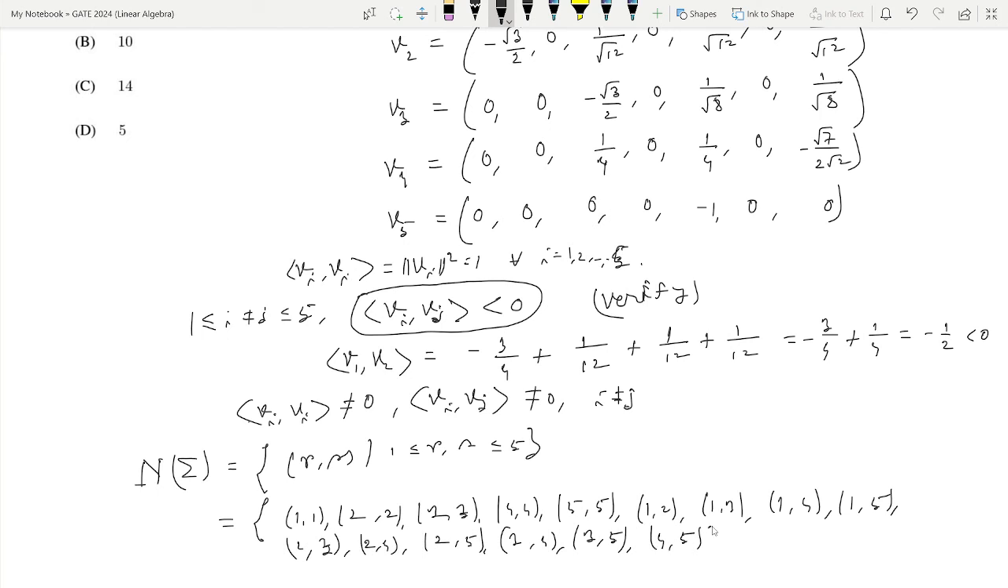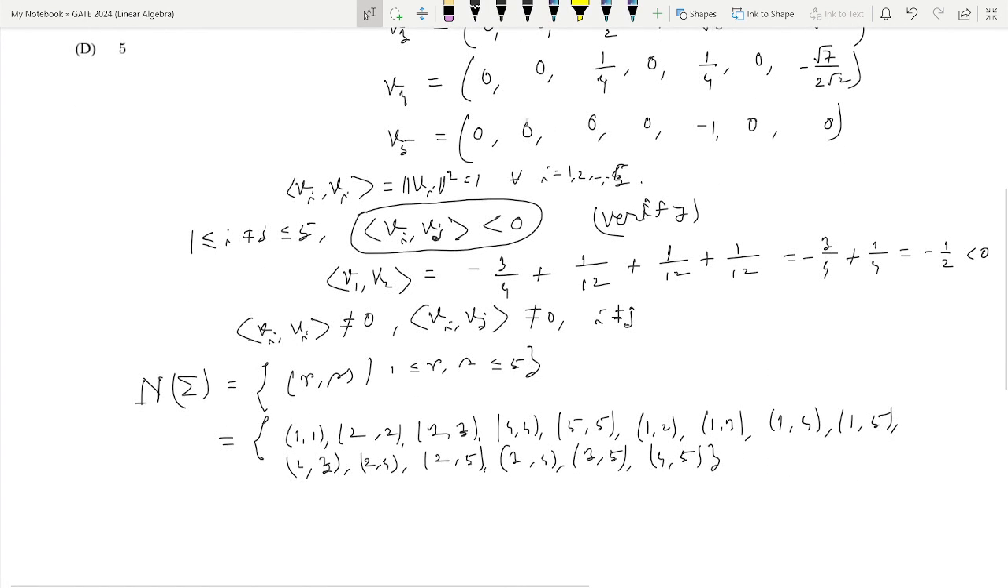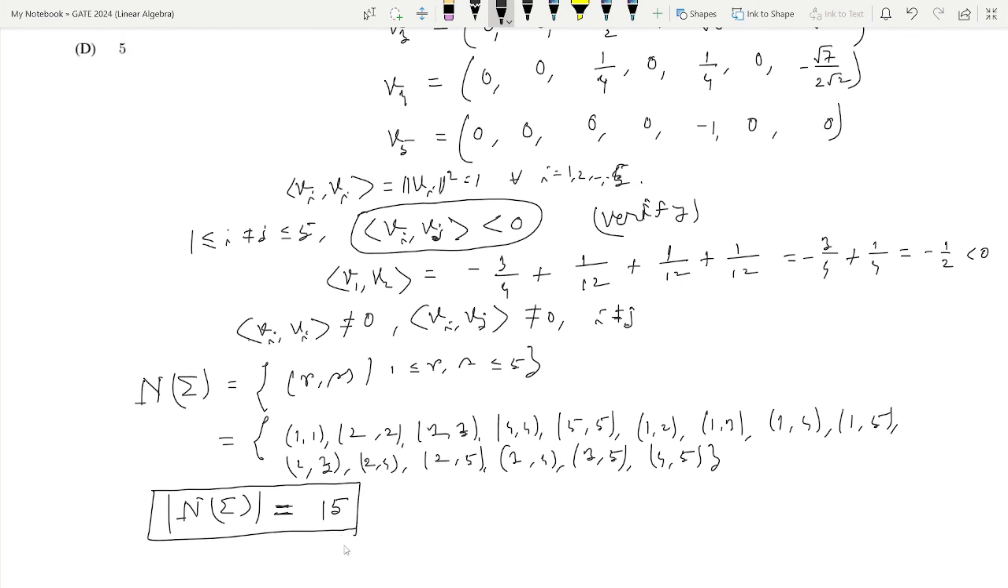So now we have taken all such pairs r comma s such that r, s varies from 1 to 5. Then see clearly this n sigma contains actually 5, then 6, 7, 8, 9, 10, 11, 12, 13, 14, 15. So there are 15 elements in n sigma, and clearly we have taken all such V_ij not equal to 0. So corresponding to V_ij, we have taken all such I_j. We are just denoting by r comma s.